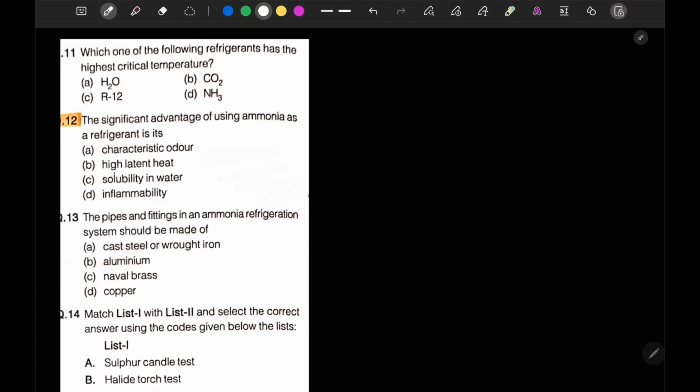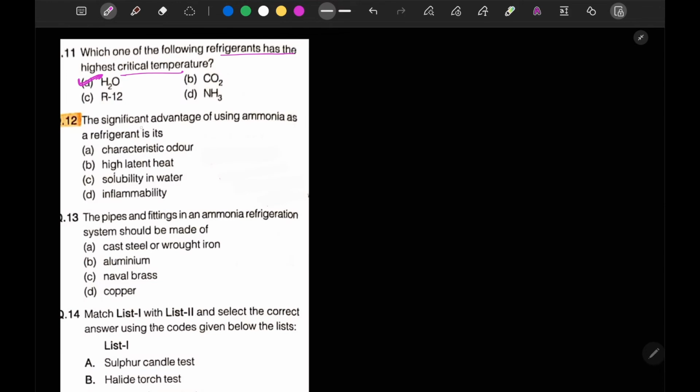For question number 11, it asks which of the following refrigerants has the highest critical temperature. As I mentioned in the lecture, S2 has the highest critical temperature.